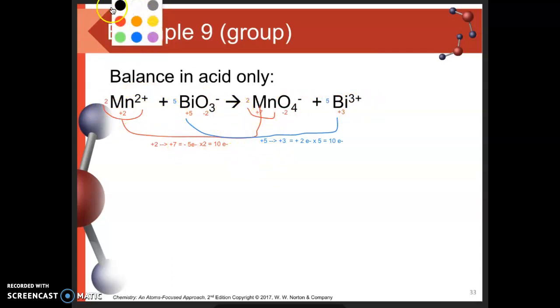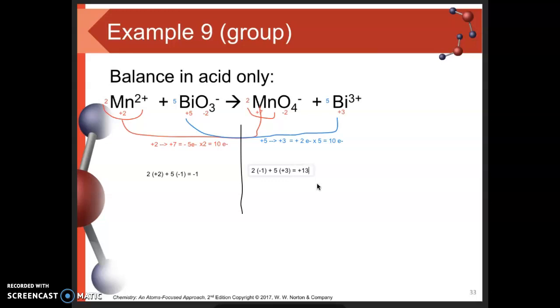Now we need to evaluate charge. So split it down the middle. I have as charged 2 +2s for the manganese and 5 -1s for the bismuthate. +4 minus 5 is a -1 charge overall. And on the manganese side, I've got 2 -1 permanganates and 5 +3 bismuths. So total charge here is +13.